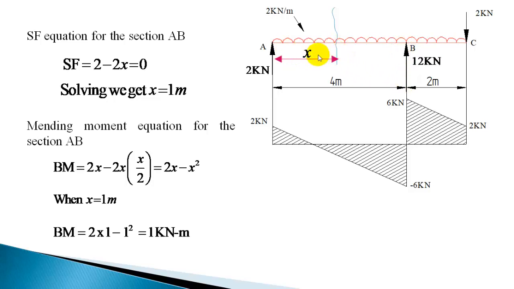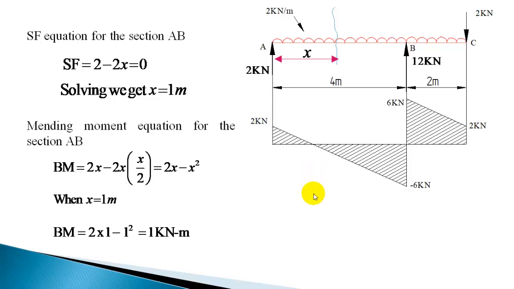But here we are using that to find out the bending moment at 1 meter. So substituting x as 1 meter, you will get 2 into 1, 2, minus 1 square or 1. So you get the bending moment at 1 meter away from the left hand as 1 kilonewton meter. So corresponding to this point, the value of bending moment is 1 kilonewton meter.